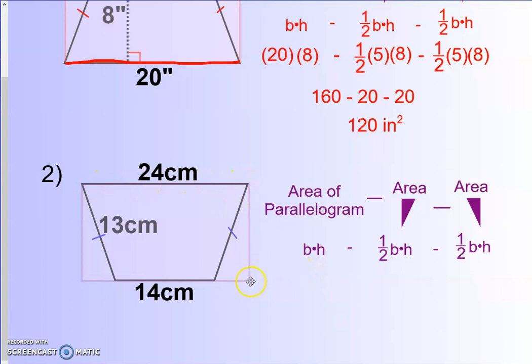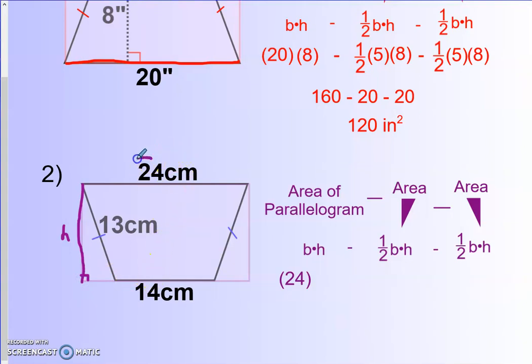And now the big parallelogram has a base of 24, but the height, well, the height in this case is right here. This is the height. It's not 13, but it's where the right angle hits between the two bases. That purple line is the height. So how do we find the height?